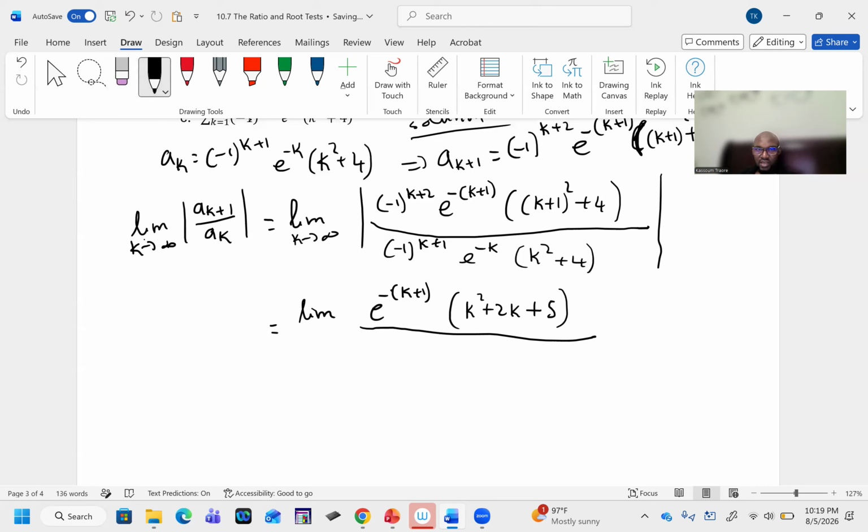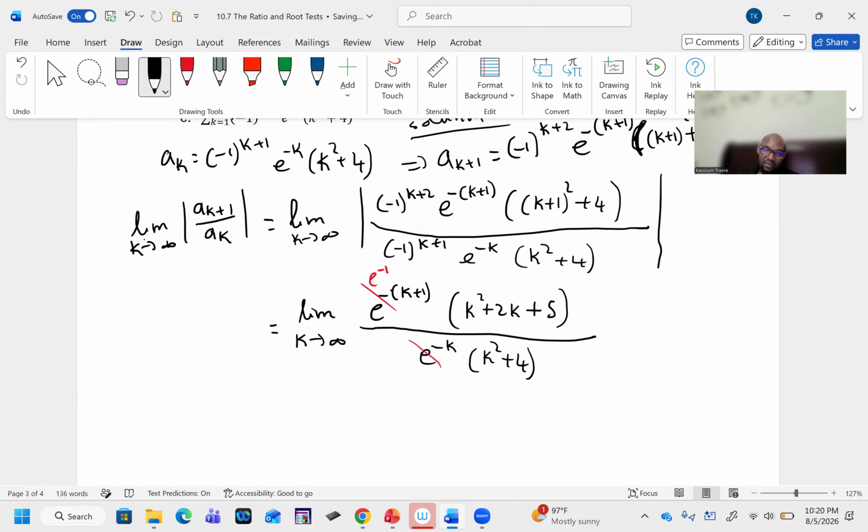Power of negative k is k squared plus 4 as k approaches infinity. So we can simplify e to the power of negative k plus 1 and e to the power of negative k. If I simplify this, what will be left? e to the power of negative 1.